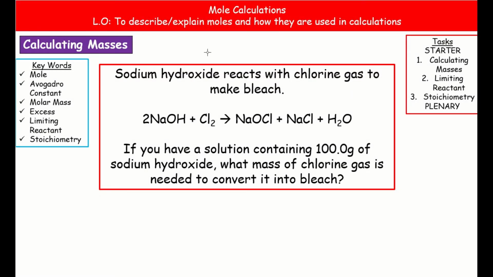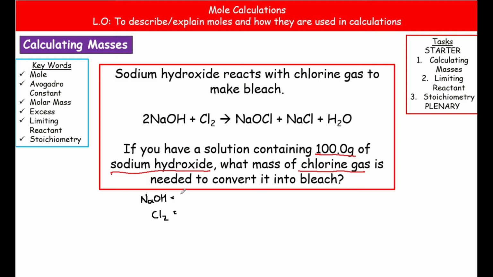Okay, let's mark this one then. So sodium hydroxide reacts with chlorine gas to make bleach. There's our balanced equation. If you have a solution containing 100 grams of sodium hydroxide, what mass of chlorine gas is needed? So first thing that we need to do then is work out our molar mass of sodium hydroxide and of chlorine. They're the two we're concerned with.